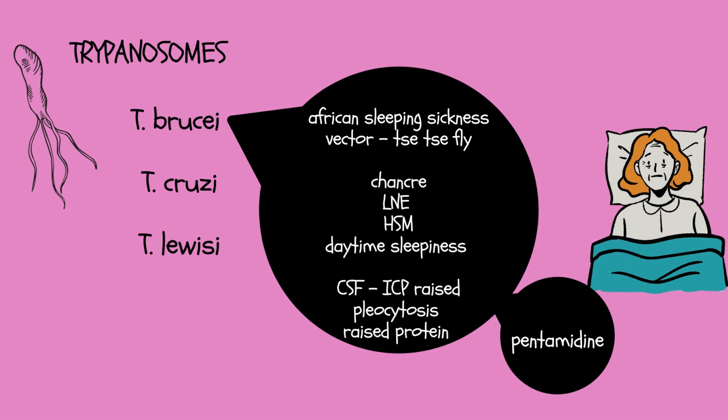Trypanosoma brucei is the one causing African sleeping sickness. Trypanosoma cruzi is causing Chagas disease. So in African sleeping sickness, the vector for the disease is a fly, and they present mainly with a chancre at the site of bite. There is lymph node enlargement, hepatosplenomegaly, and increased daytime sleepiness. Okay. The CSF picture may show a raised ICP with pleocytosis and raised protein. And treatment can be metronidazole or pentamidine.